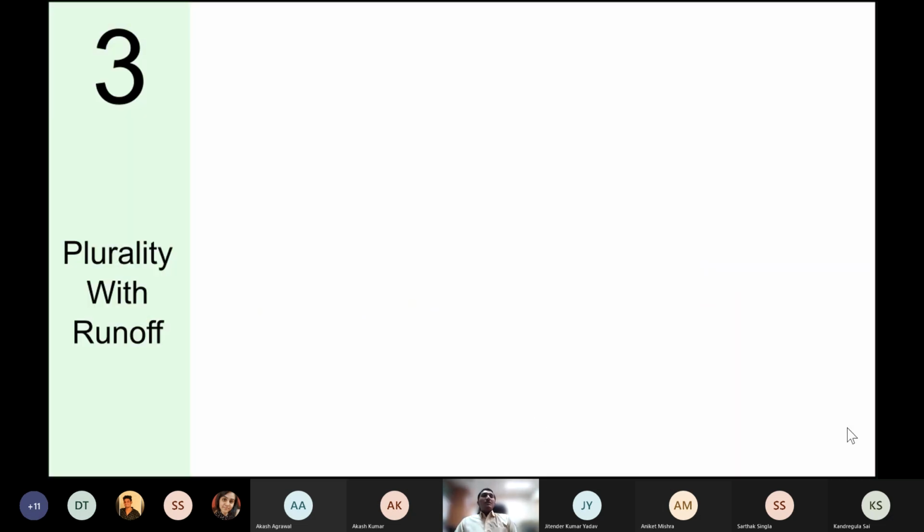Okay, so let's look at a different style of voting rules now. We have looked at a couple of rules that use the scoring system. Plurality just gives 1 point to the top candidate and 0 to everybody else. Borda is more generous. It gives n-1, n-2, and so on. Now let's look at voting rules that are based on runoff.